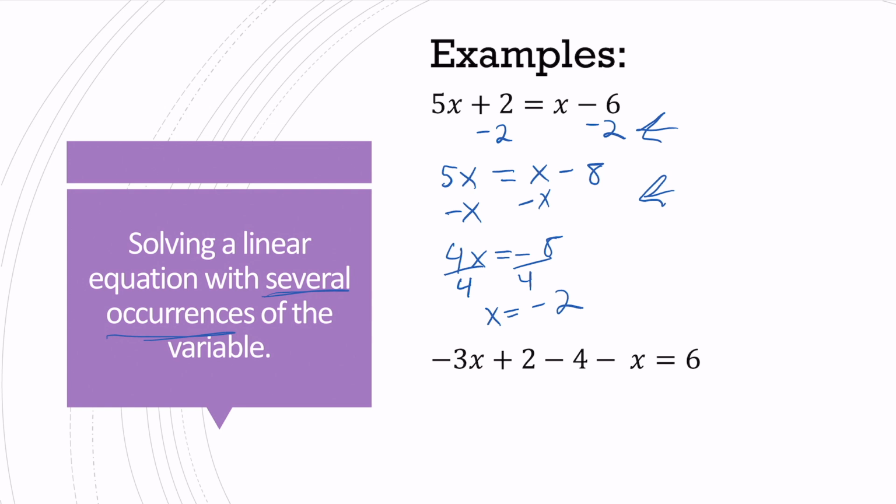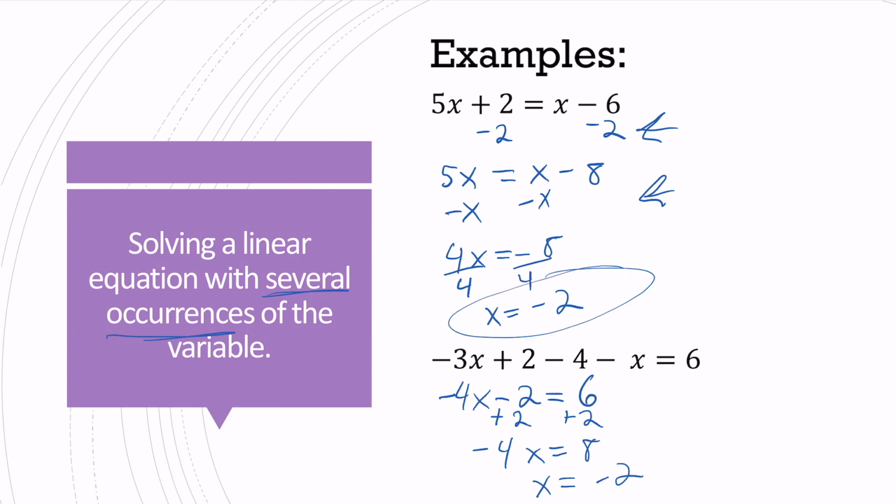Here I have negative 3x plus 2 minus 4 minus x is 6. That's going to give me negative 4x minus 2 is 6. I combined like terms. I add 2 to the other side. Negative 4x equals 8. So x equals negative 2. You can see my level of creativity when I'm coming up with these problems.